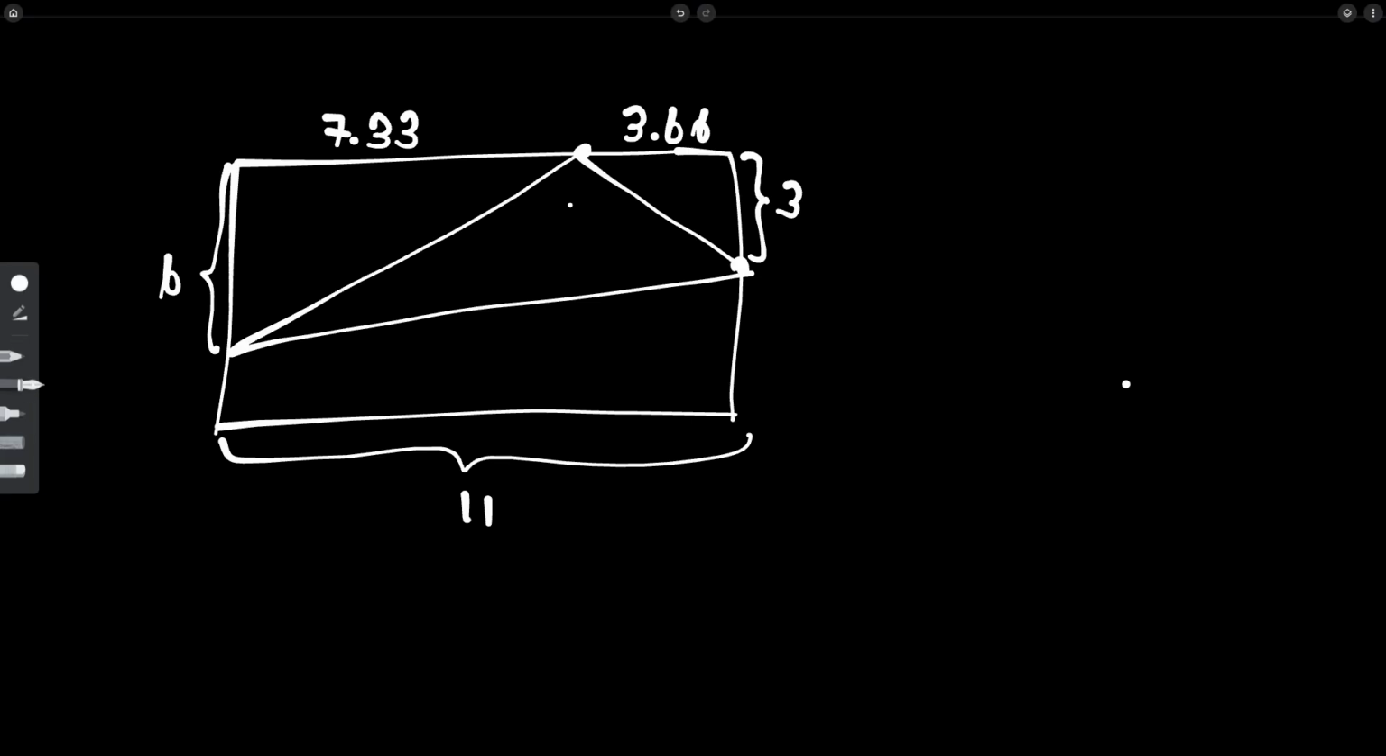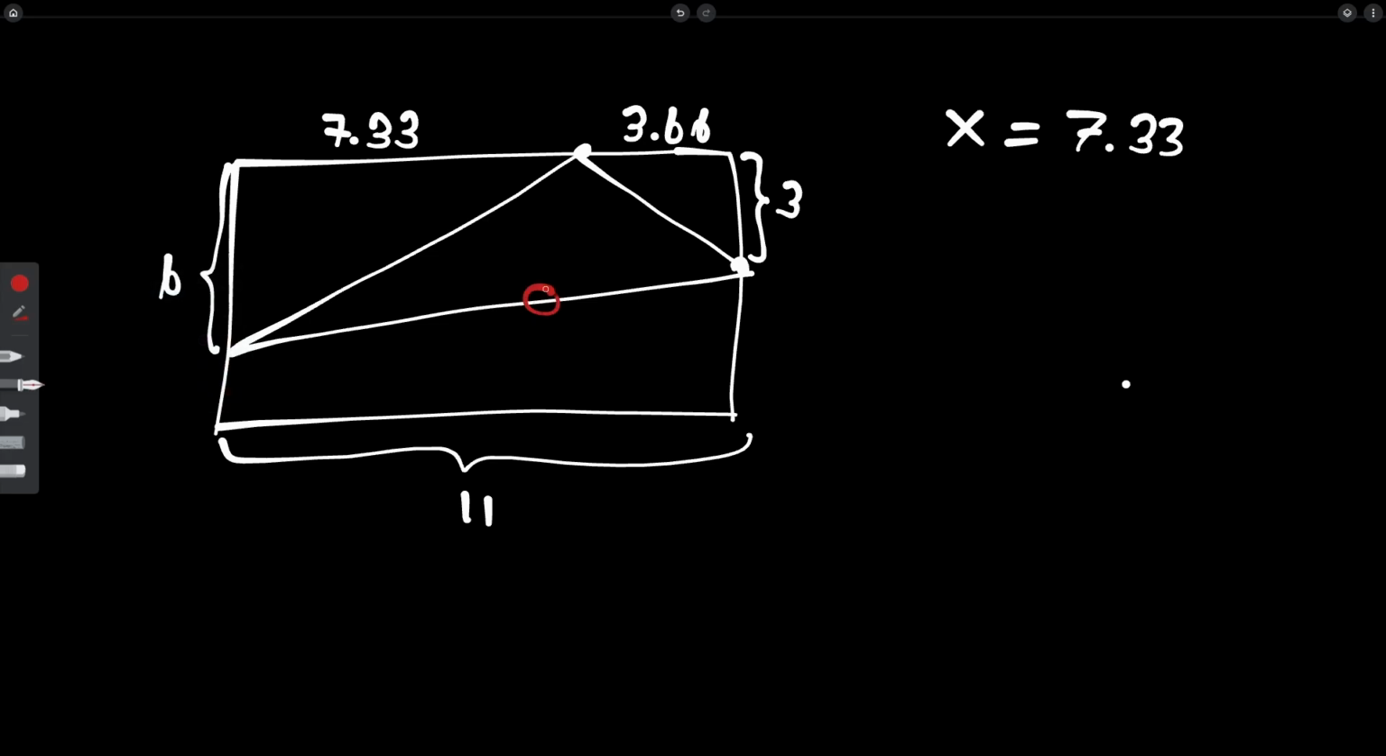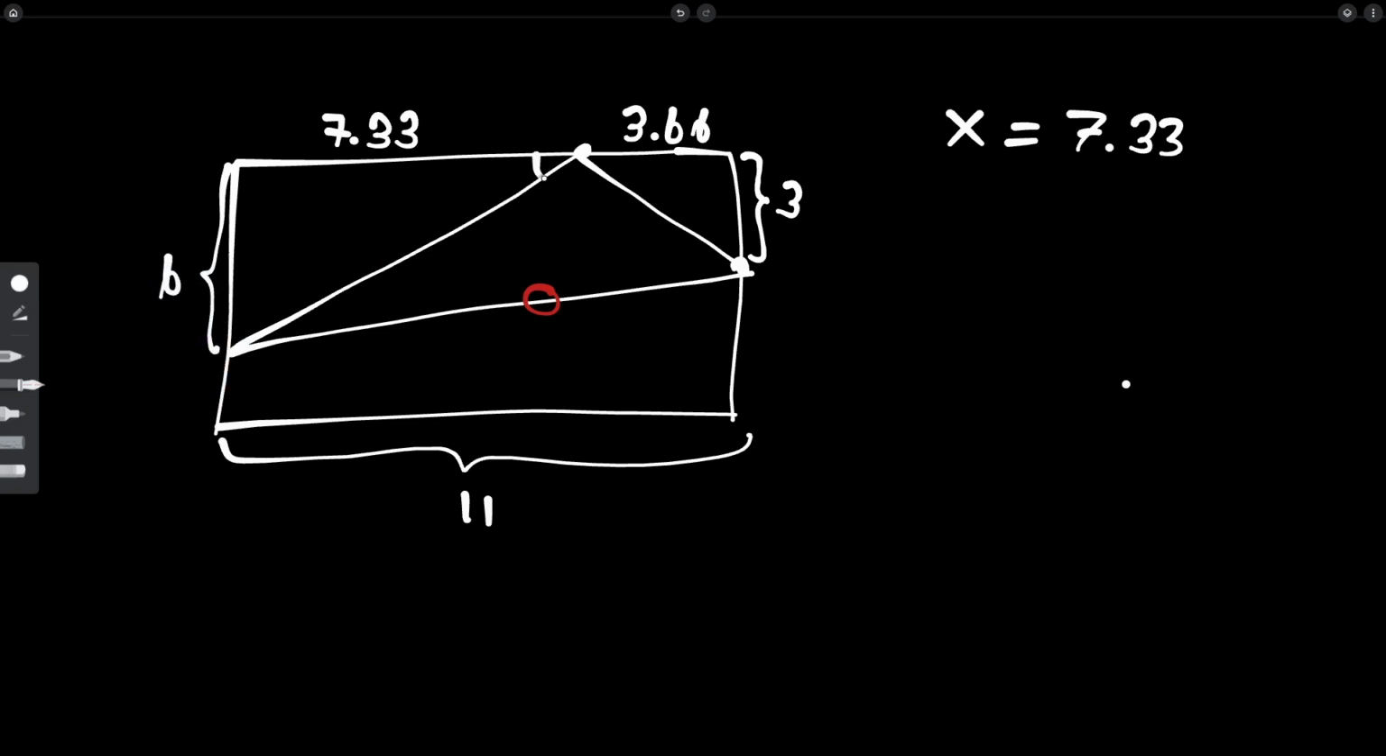Alrighty, now that we know that our x equals 7.33, we are tasked to find this side. To do that, we need to first find these two angles. So then we can find this angle, and we need to find this side, and then we'll have everything we need for the law of cosines.